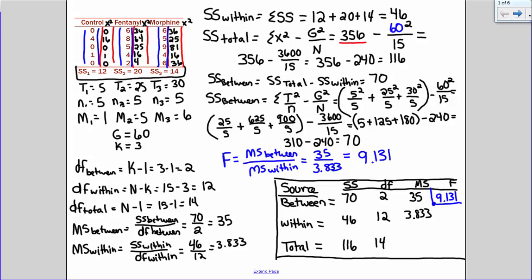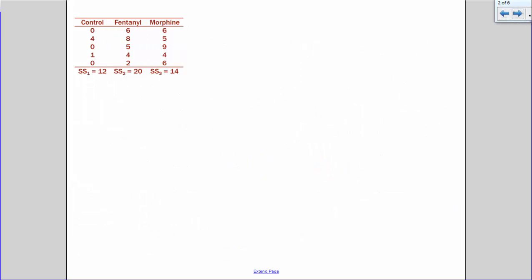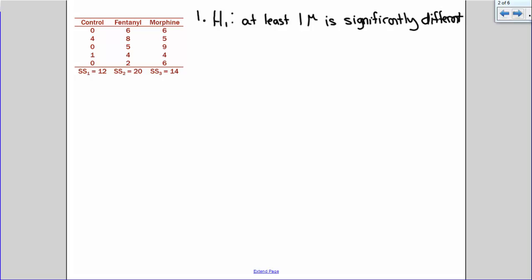Alrighty. Now let's go ahead and jump back to our step 1 and our step 2 and then our step 4. Okay, so step 1, stating our hypothesis. Our alternative is that at least one mu is significantly different. Then our null, in this case, we have 3 groups, so we'd have mu1 is equal to mu2 is equal to mu3. Done.